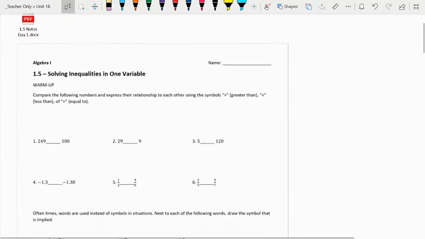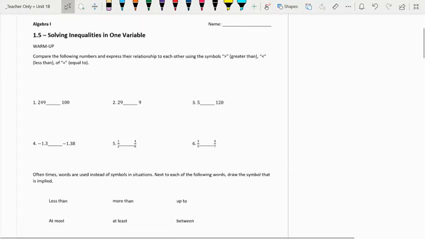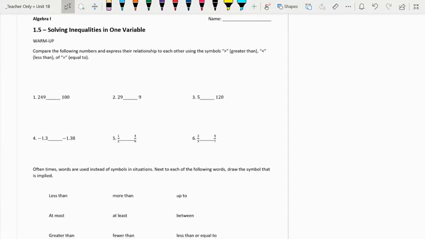Today's notes are 5-5 day 1, so we are solving inequalities in one variable. What we're going to do first is just compare these numbers. Please take a few minutes to compare the following numbers. You're going to express the relationship of each of the problems using the symbols greater than, less than, or equal to.